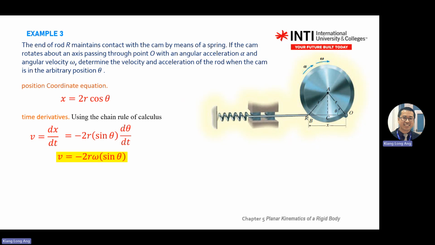Once you get your V, you continue to do your acceleration. Again, it's the chain rule again. This is U, this is V. You do the UV procedure.